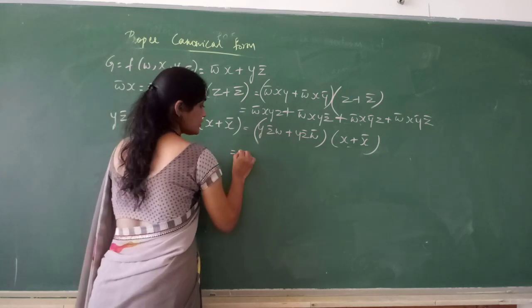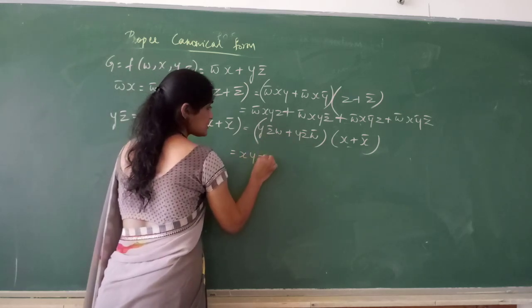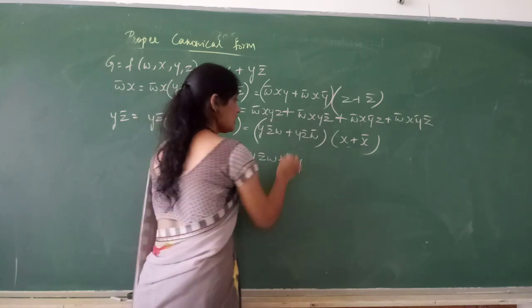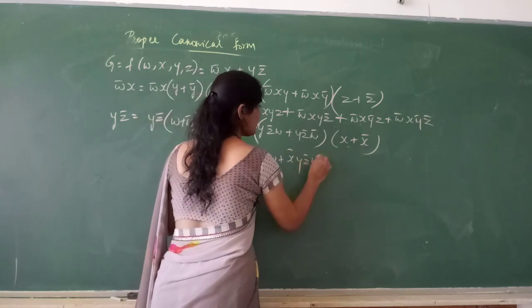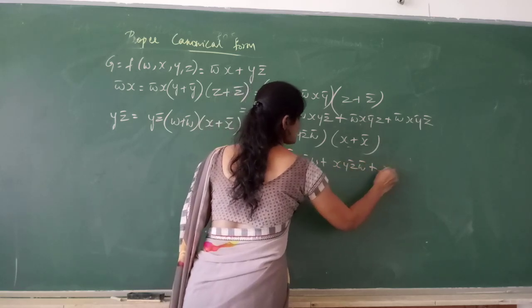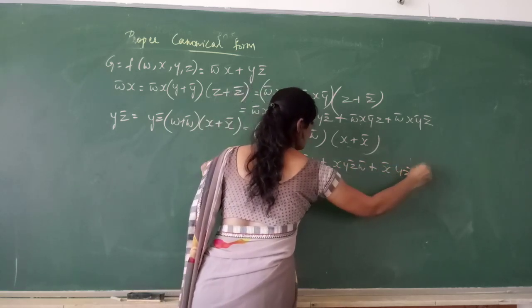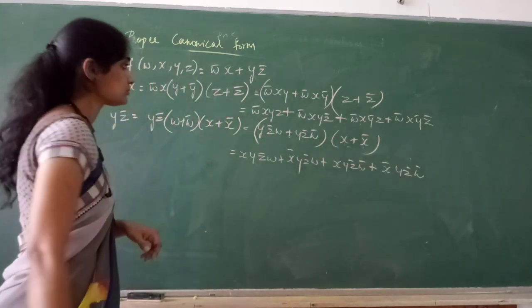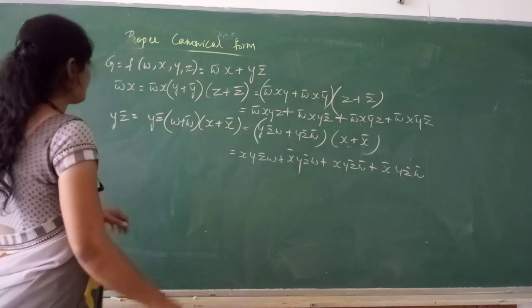So this will be equal to x y z bar w plus x bar y z bar w plus x y z bar w bar plus x bar y z bar w bar. This with these two, this with these two. Four terms we have got. Okay. Now write the final equation.